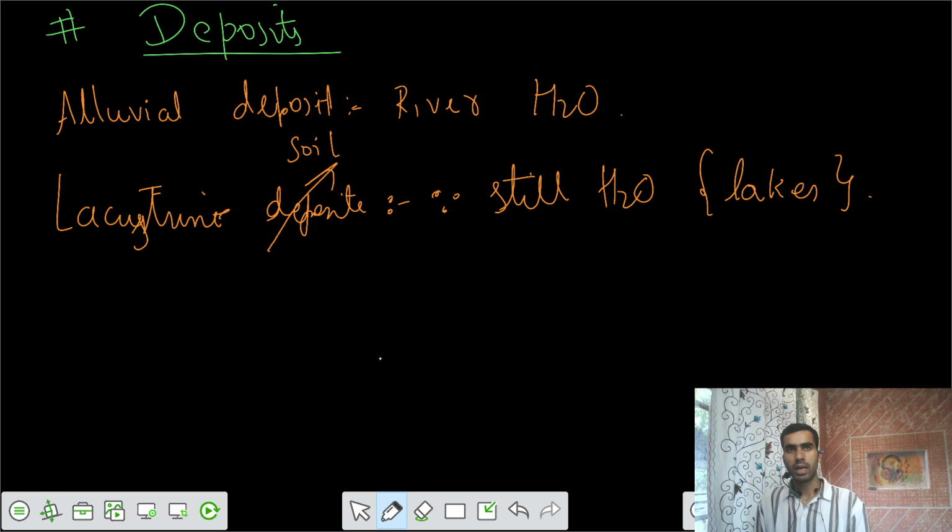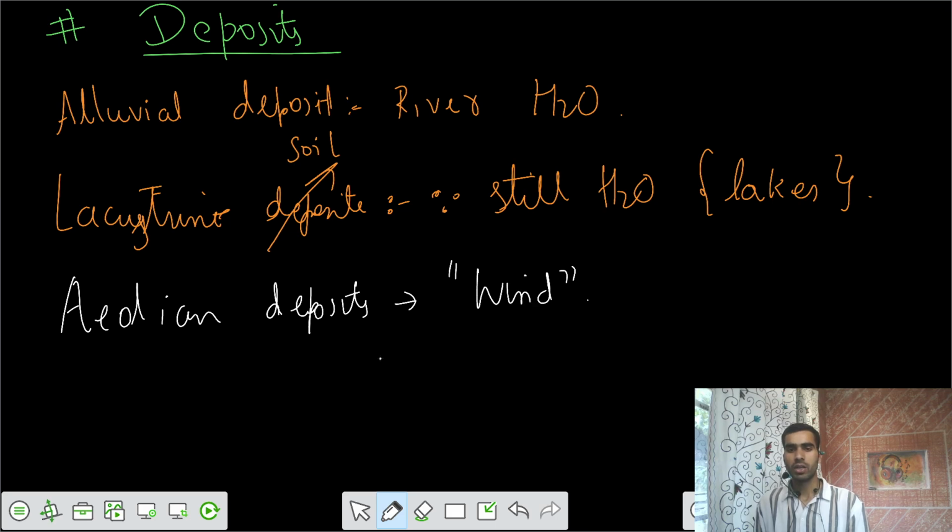There might also be what we call aeolian soils, aeolian deposits. Aeolian deposits means those sandy soils formed because of the action of wind, because of transportation by wind. So that is the cause why these are happening.